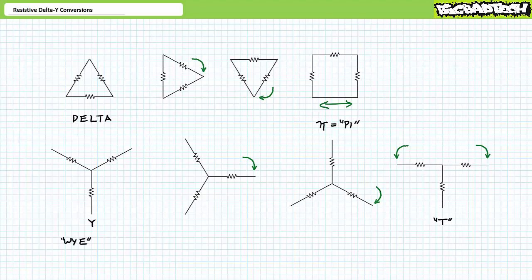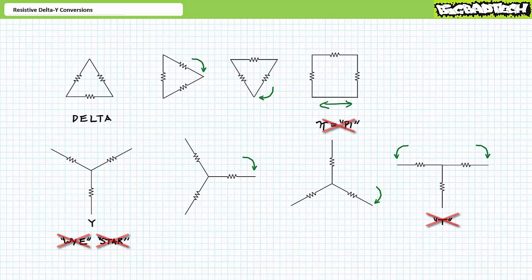For mysterious and inexplicable reasons, some people spell out the letter Y as in W-Y-E, and sometimes Y configurations are known as star relationships, as in a super lame rip-off star with only three radiating arms. All these alternate names are stupid, and I really wish people would just stop using them. A delta relationship looks like a triangle, a Y relationship looks like a Y.